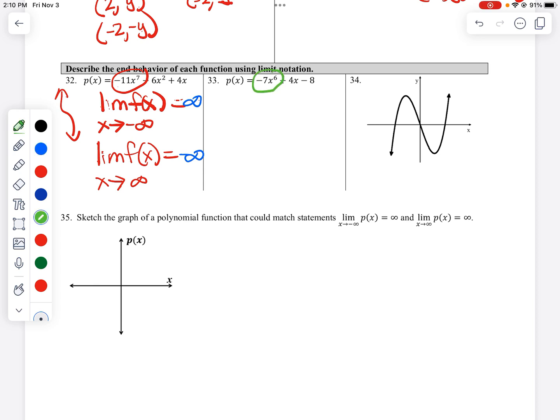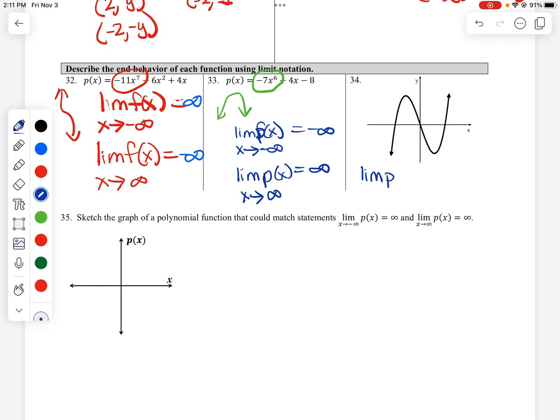So our next one here, it's a parabola going down. So the limit of f of x as x goes to negative infinity, they're both going down. Oh, sorry, and it should be p of x, my bad. The limit of p of x as x goes to infinity is negative infinity.